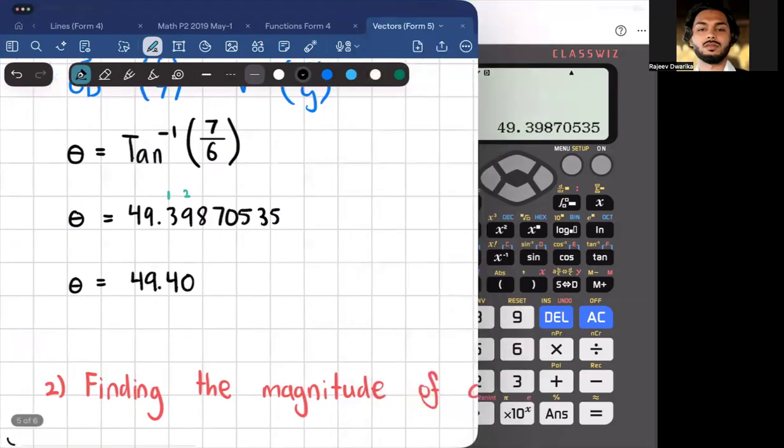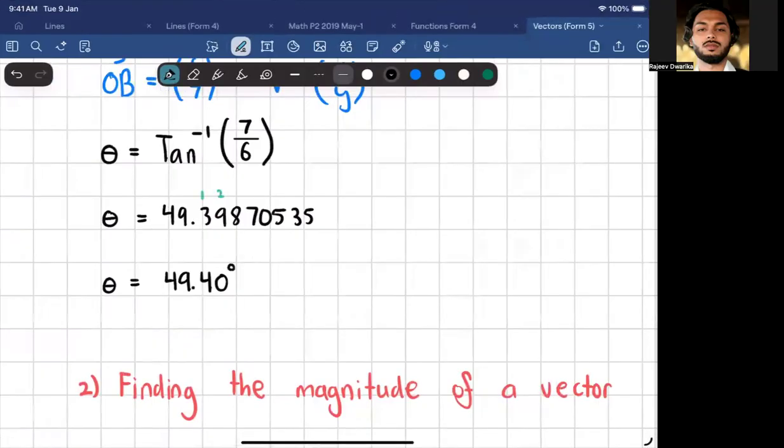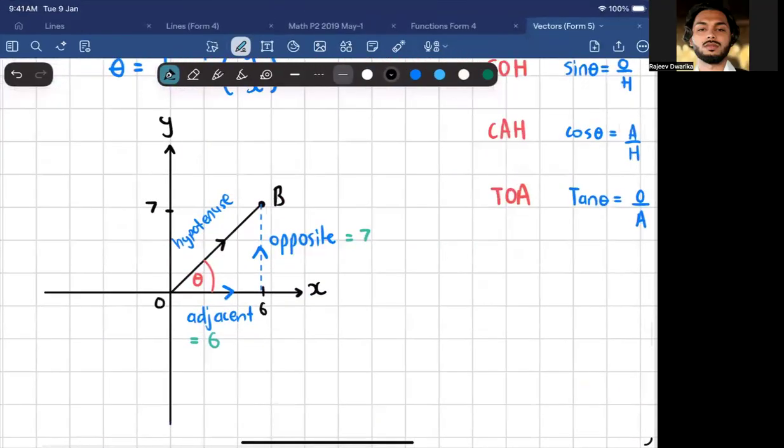So Mira, does it look like it makes sense? If you look at the diagram, does the angle look like 49? I mean, I didn't draw it perfectly, but does it look close enough? Yeah, you could say so.